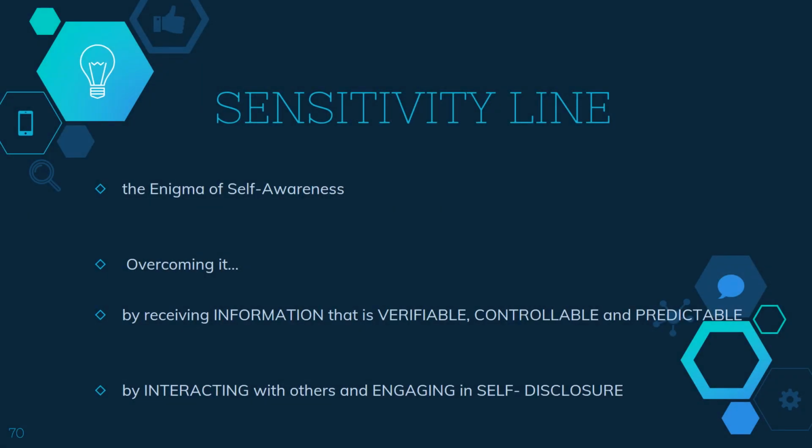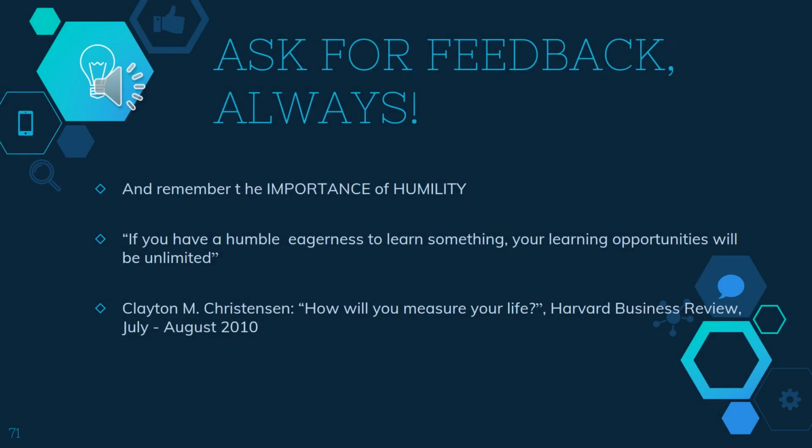The enigma of self-awareness. Overcoming it: by receiving information that is verifiable, controllable and predictable, by interacting with others and engaging in self-disclosure. Ask for feedback, always. And remember the importance of humility. If you have a humble eagerness to learn something, your learning opportunities will be unlimited.